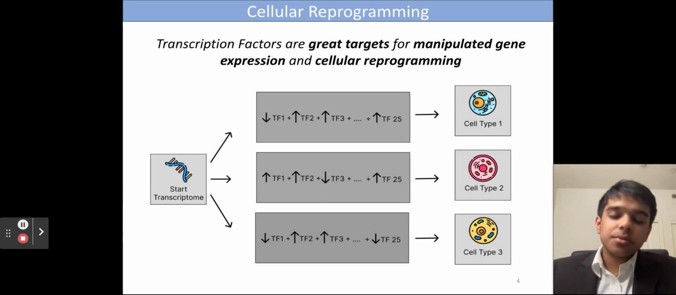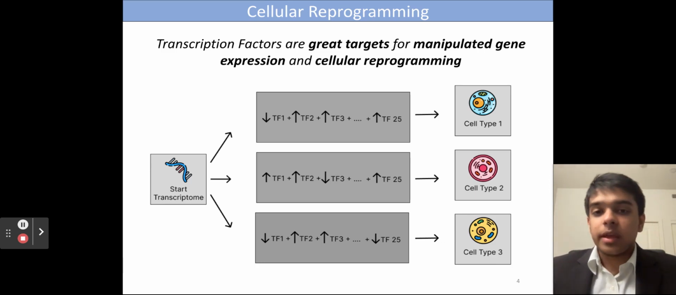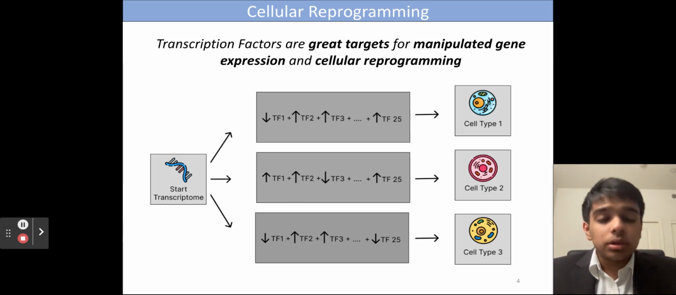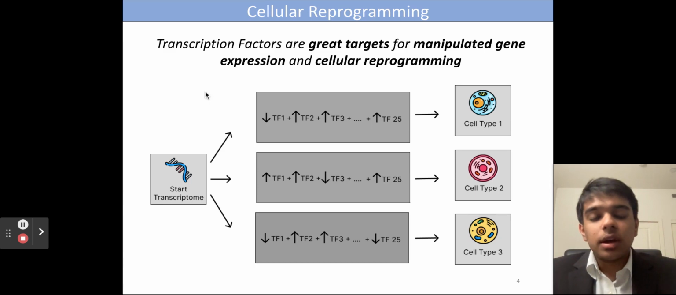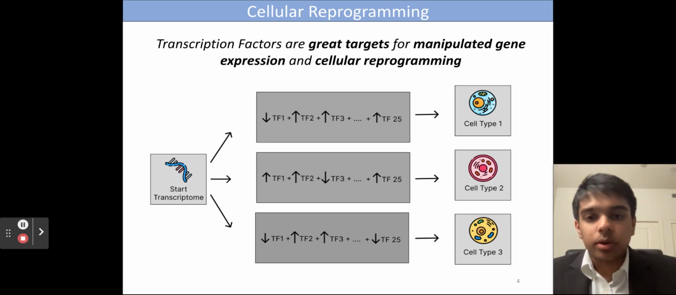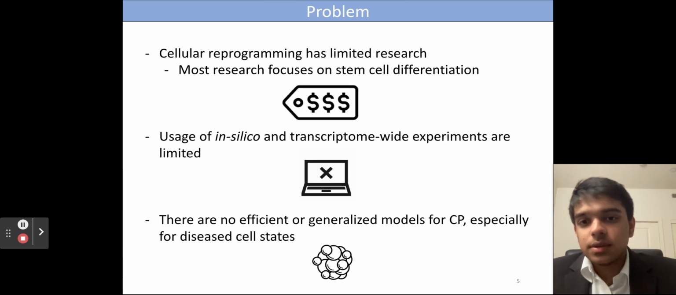And since transcription factors are sort of a paired gene where they can manage the gene expression levels for various different genes, changes in a few transcription factors can lead to large downstream effects, such as complete change in cell identity itself. So this makes it a great target for manipulating gene expression and cellular reprogramming in translational applications.